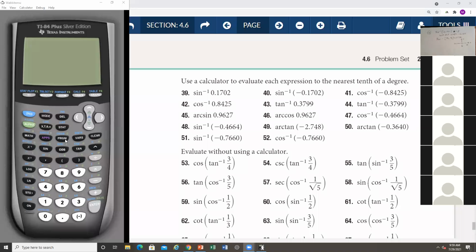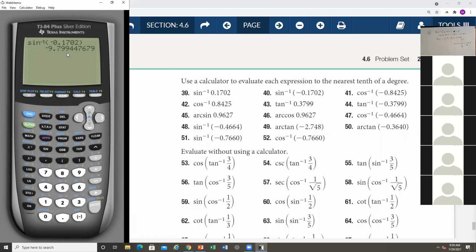Ladies and gentlemen, let's put our calculator in degree mode first. Let's take the inverse sine of that decimal, which is negative 0.1702. And what do we get? Notice we get a negative angle, which is in the fourth quadrant, negative 9.799 degrees.